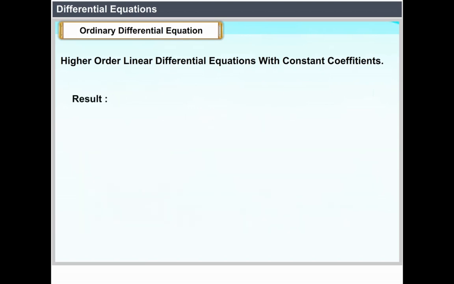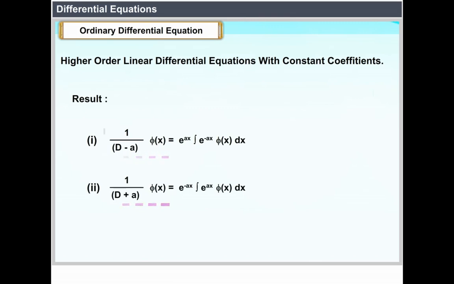Result. Subdivision 1: 1/(D-a) P(x) = e^(ax) integral of e^(-ax) P(x) dx. Subdivision 2: 1/(D+a) P(x) = e^(-ax) integral of e^(ax) P(x) dx.